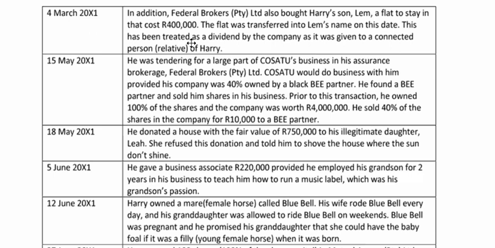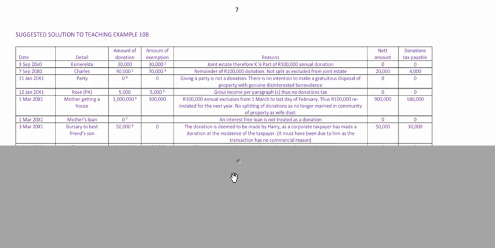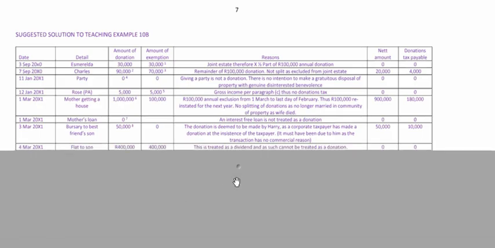So this is a gratuitous disposal, but what has happened? This has been treated as a dividend by the company. And because it is a dividend by the company itself and not a donation, once it's a dividend, there is no donations tax that gets paid. You can only get levied and have tax on one item. So having a look here, 400,000 is the amount of the donation. 400,000 exempt. Why? Because it's been treated as a dividend. No donations tax will be payable in this instance itself.